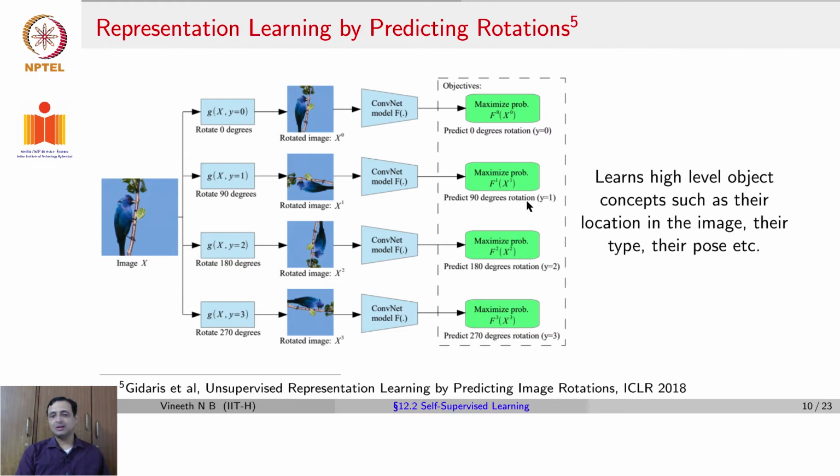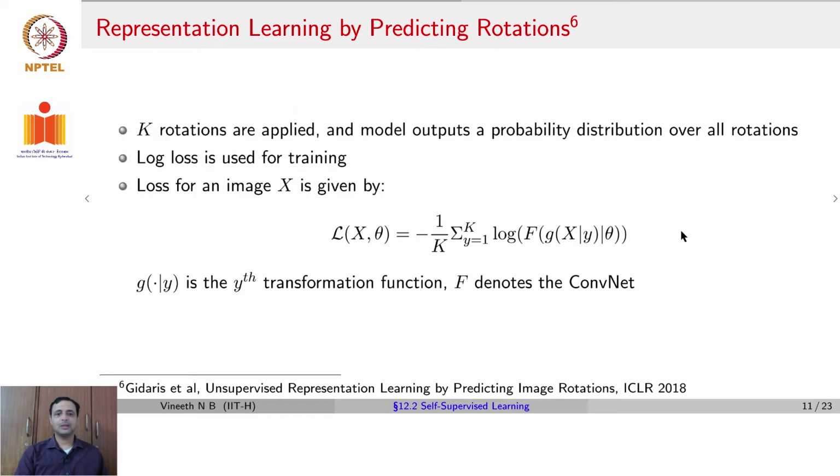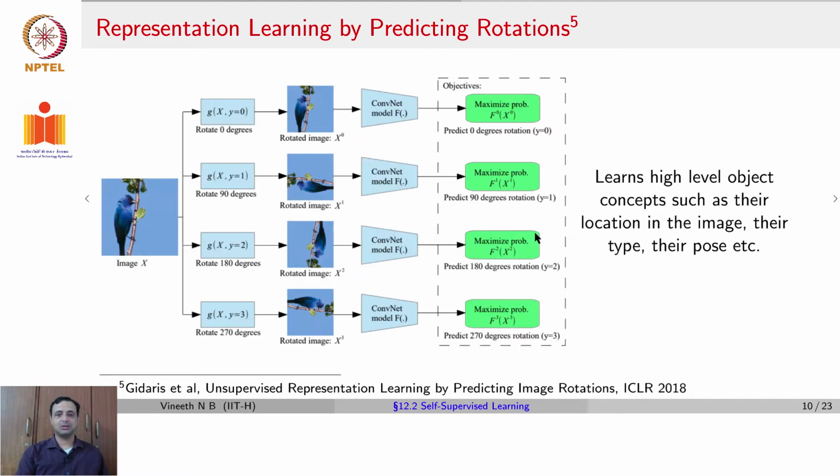This can help the network learn images from the domain as well as perhaps learn certain artifacts such as an object's location in an image, its type, pose, etc. So K rotations are applied and the model outputs a probability distribution over all rotations. Log loss is used for training, your standard cross-entropy loss over the set of rotation categories that you have as outputs is the loss that's used for training. In this particular loss, G is the transformation function, which is our rotation, and F denotes the CNN that's given in this particular picture.